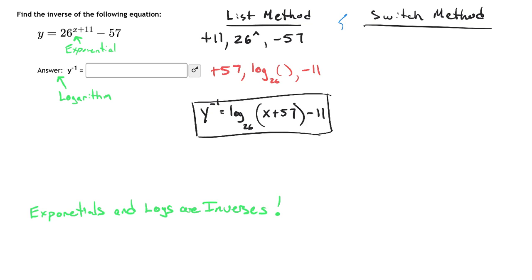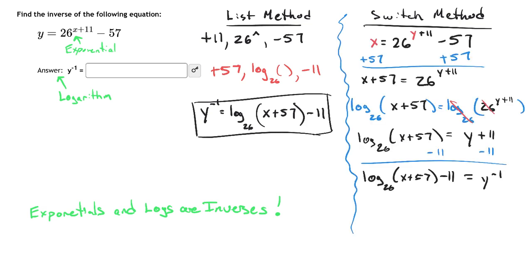Now, if we take a look at the switch method, it's just a little bit more of an algebraic approach where you have a step-by-step work here. And so the switch method is when, since you know that x's and y's switch in inverses, we have put the x where the y was and the y where the x was, and then you're trying to get this y by itself. So you can see that we first add 57 to both sides to get this part of the equation alone. So that's what we have here.